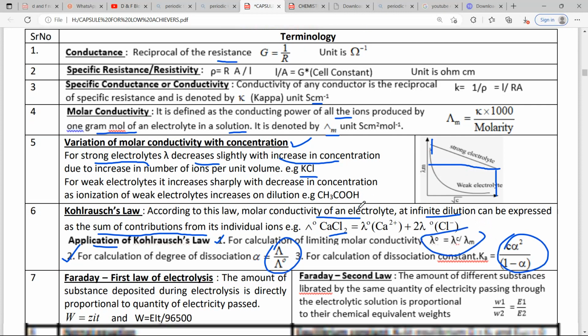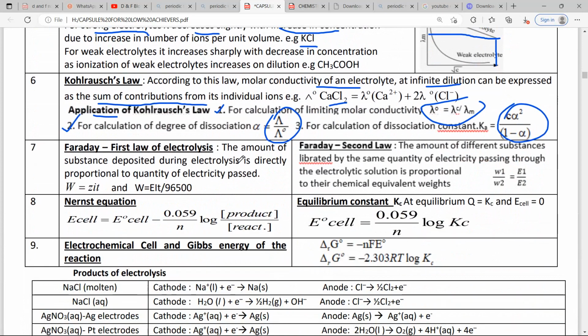Next, laws of electrolysis: Faraday's first law and Faraday's second law. Faraday's first law of electrolysis states that the amount of substance deposited during electrolysis is directly proportional to the quantity of electricity passed. W is equal to ZIT, right? The amount of electricity is directly proportional to the substance deposited during electrolysis. That is Faraday's first law.